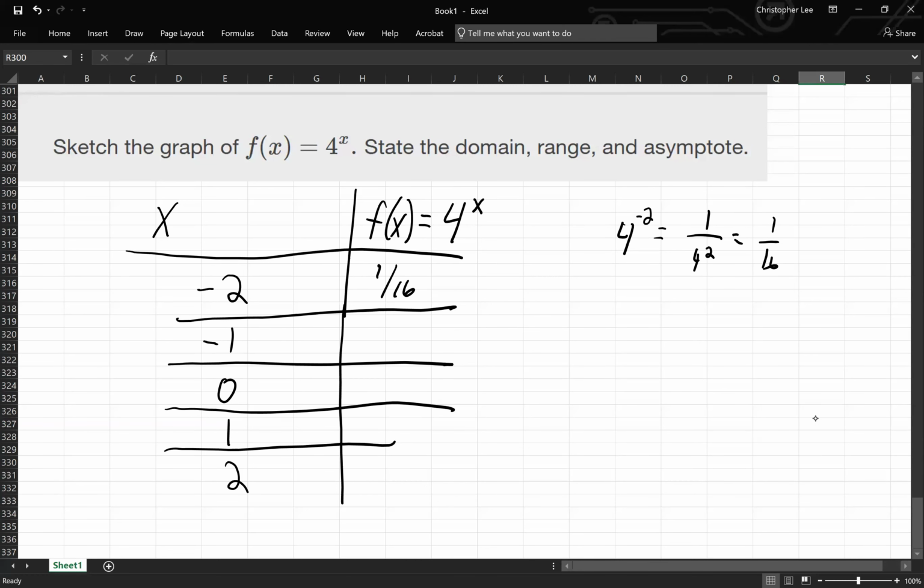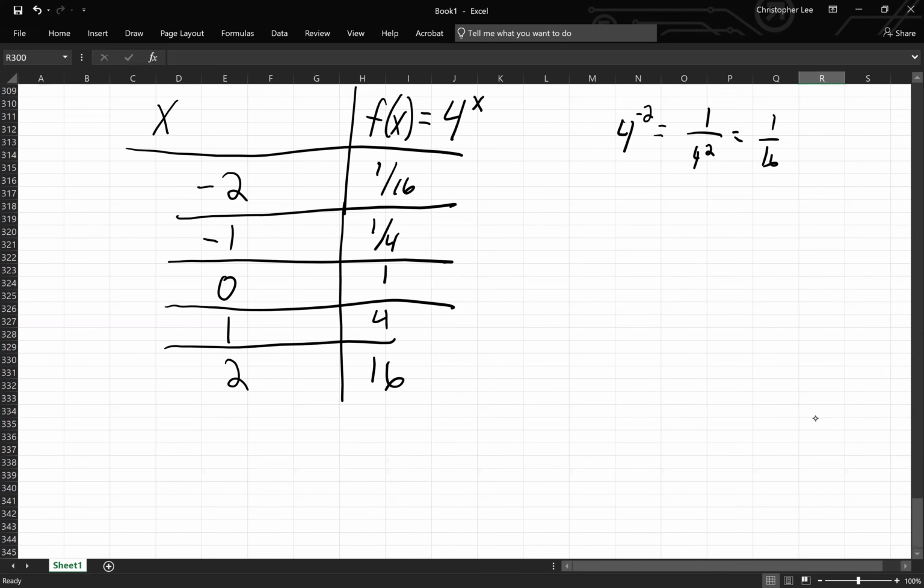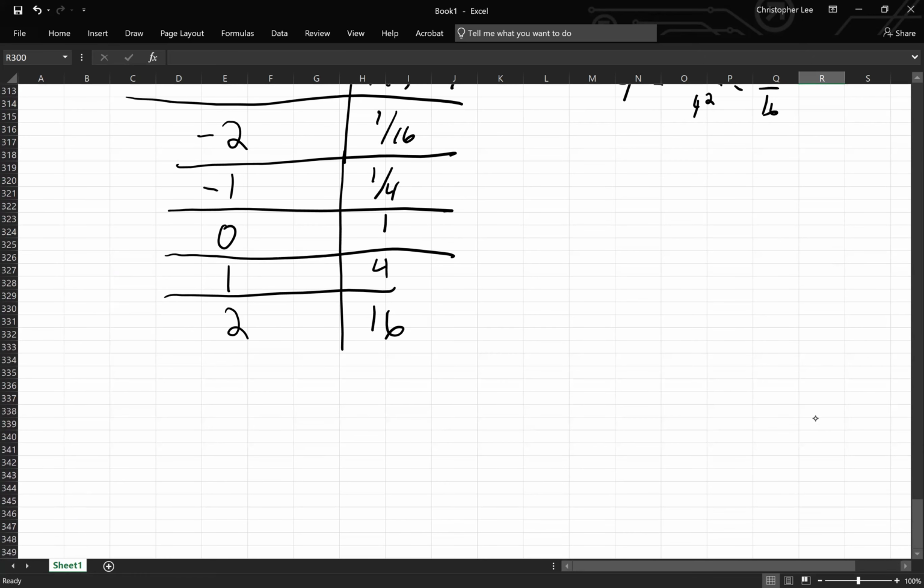All right. So this is going to be 1/4. Anything to the 0 power is 1. This is just 4. And then this is 16. All right. That's my table of values. Just plug them in. Nothing crazy, right? So we're going to make our graph.